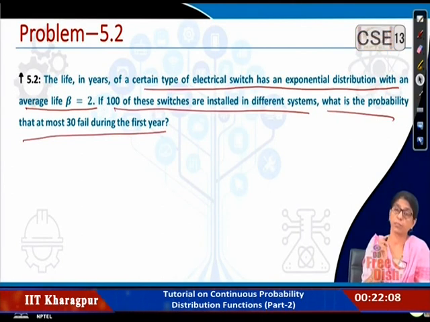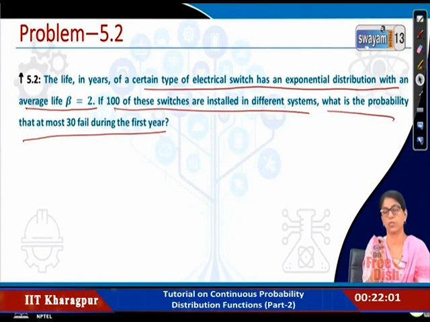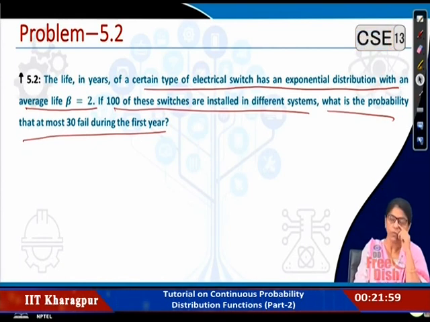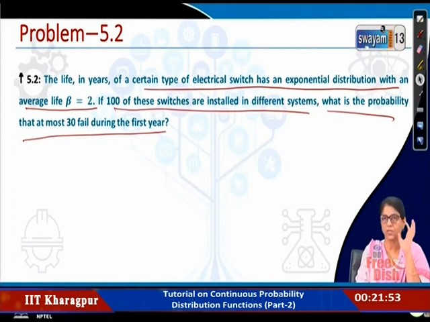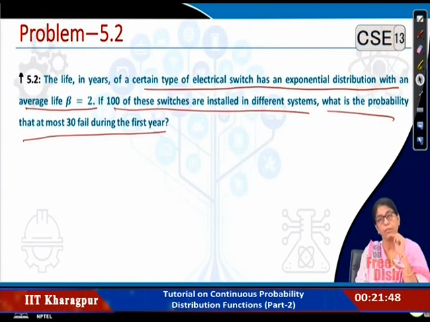So I need to find out the probability that a switch will fail in 1 year, during the first year. So from 0 to 1, what is the probability that a switch will fail in the first year? That we will find by the exponential distribution. Then see the next portion: 100 of these switches are installed in different systems.